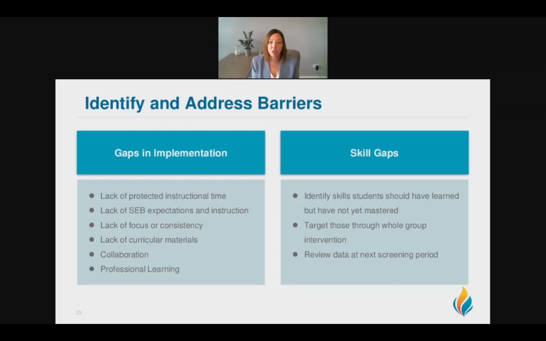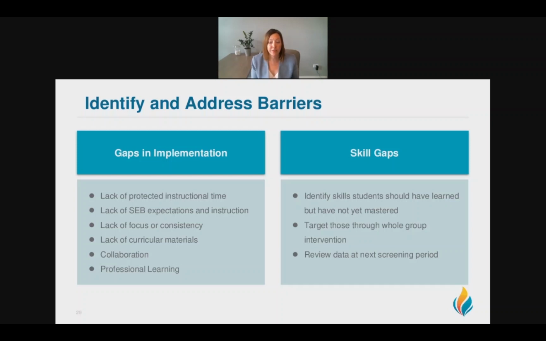We can also look at identifying barriers in terms of skill gaps for students. In this case, we could use our universal screening data to identify skills that students should have learned but have not yet mastered. In that math example I gave, automaticity with operations was something about 65% of students were on track for.